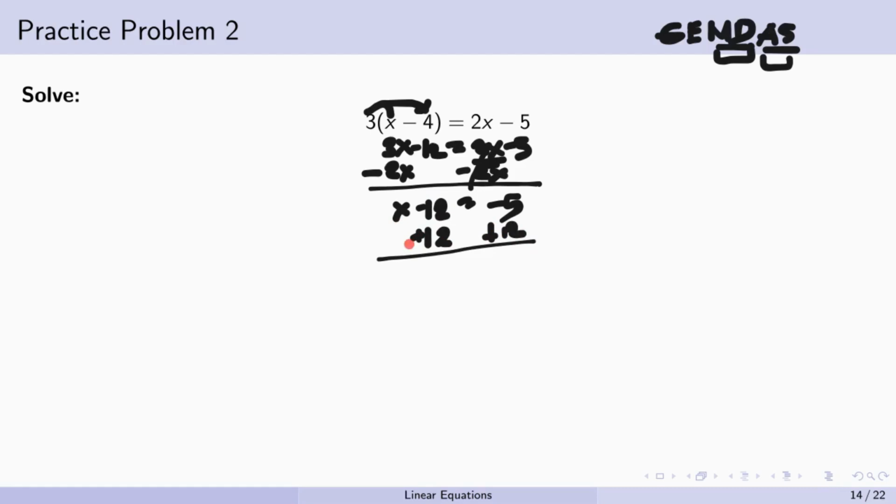That gives us x, copy x, and then negative 12 plus 12 is equal to 0, so we can cancel it out. Negative 5 plus 12 is positive 7. Therefore, this is another conditional equation, since this equation is true only for x equals 7. Other than that, it will not be equal. If we use x equals 6, 0, 2, 1, negative numbers, and so on, it will not be equal. But if we use x equals 7, this equation will be true.